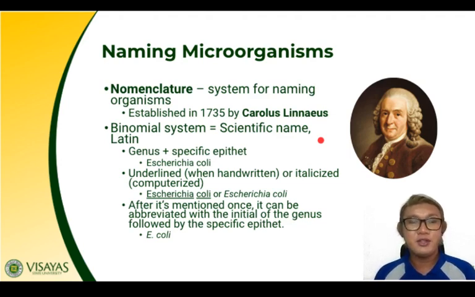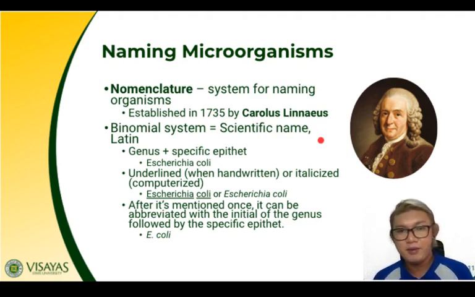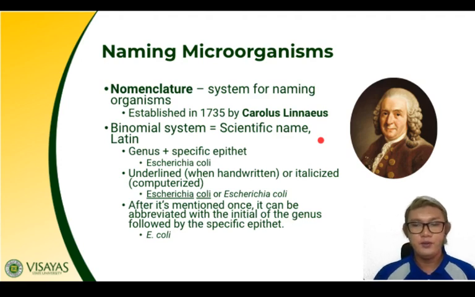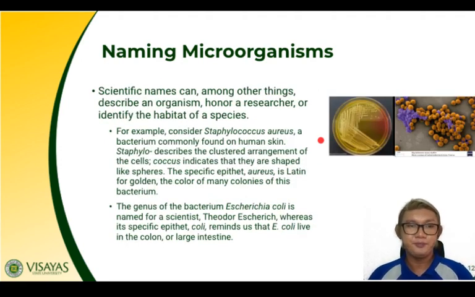Now, after it is mentioned once, when you are writing a report or a paragraph, when you have already mentioned it once, then you can just abbreviate it with the initial of the genus followed by the specific epithet. So, say for example, in the first sentence you have already described Escherichia coli as under domain Bacteria. Then you have another sentence, so you don't need to write Escherichia coli anymore, but E. coli is blah blah blah blah. Okay, so that's how we write scientific names.